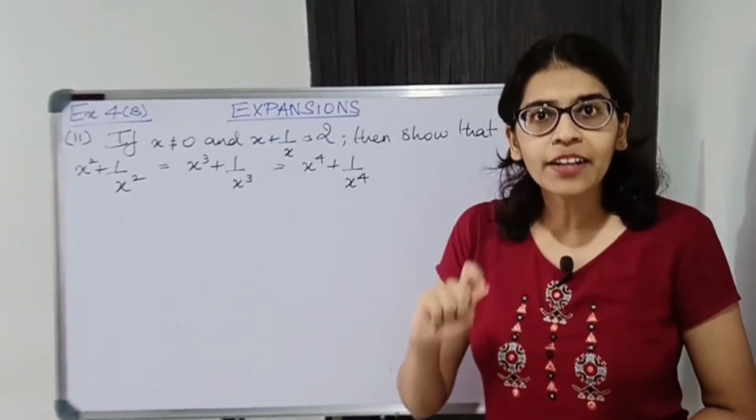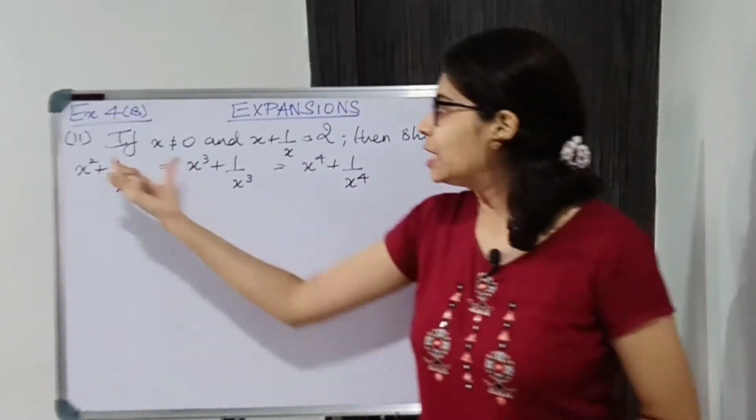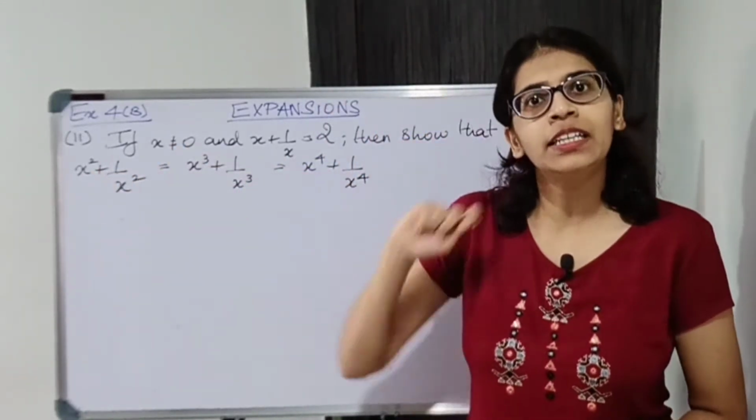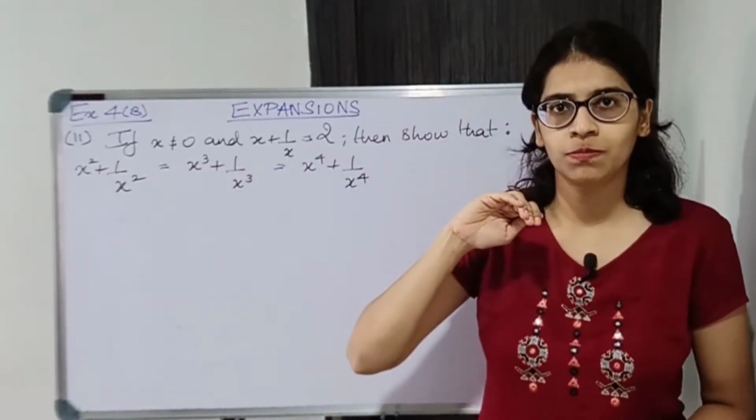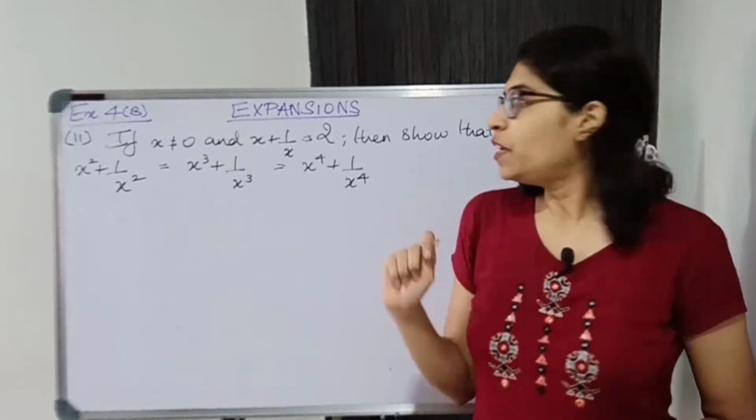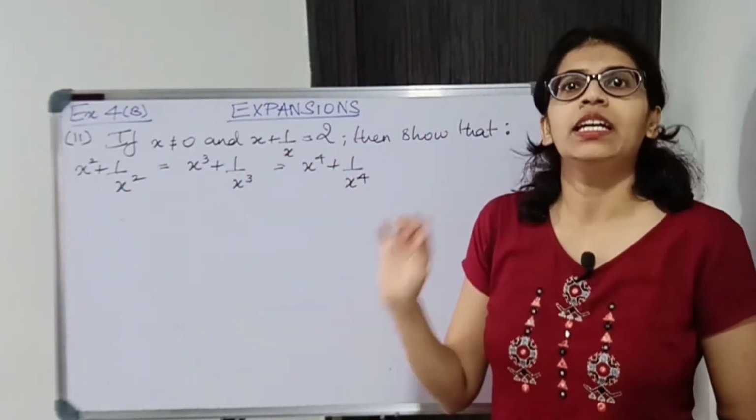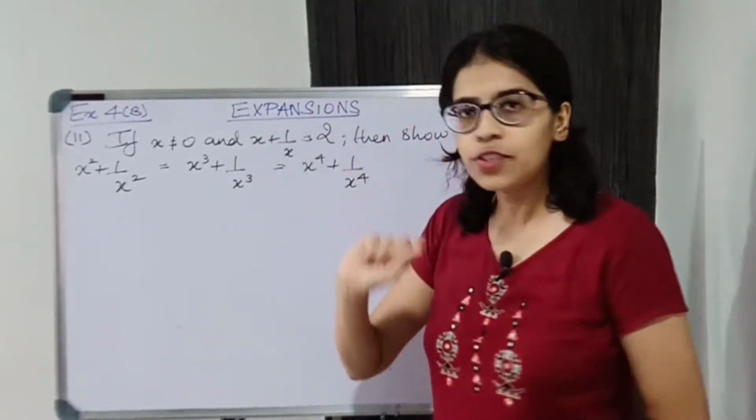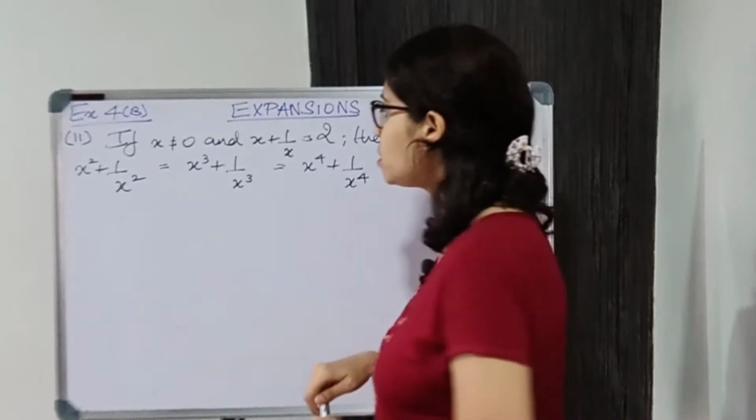For that we need to find the values of these three. If the values of all three come out the same, only then can we say this is equal to this is equal to this. So we need to find the value of each of these. Now we'll write down the given first. This one is very easy, students.